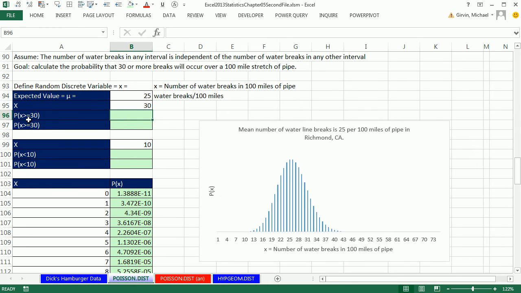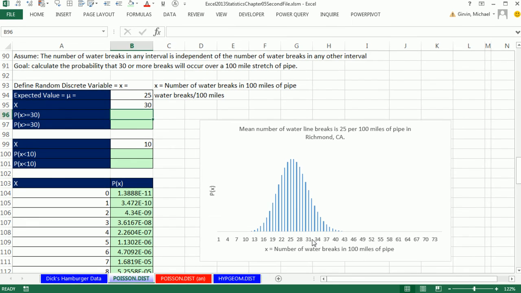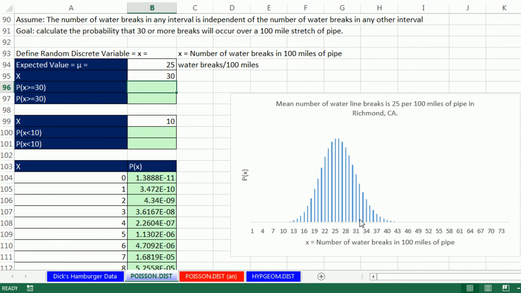Now this is greater than or equal to, so we've got to go over to the 30 bar, and it's somewhere right about there, and we want everything from there up. So this way, anytime you're doing the upper end, we're going to take 1 minus, because the function goes from the smallest all the way to the x.